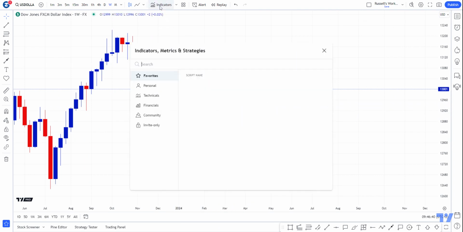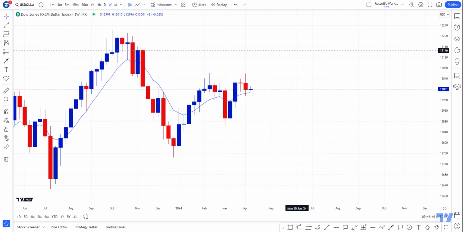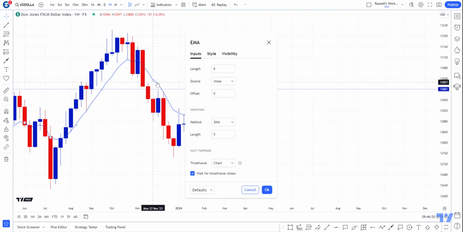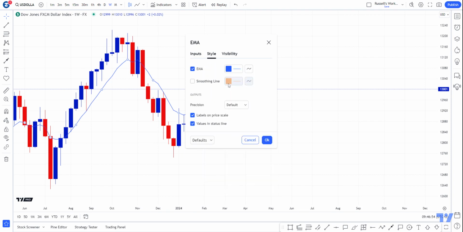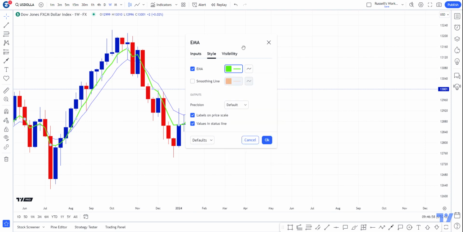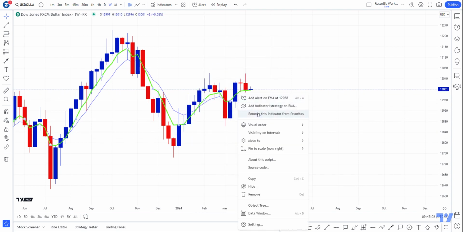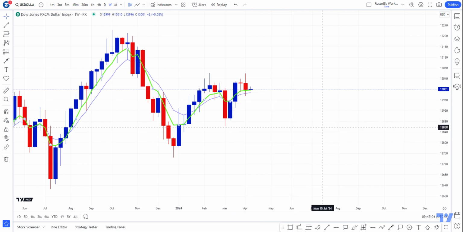So what we'll do is we'll click on indicators here. Under moving average exponential, just click on that twice. And the first one will make a 5 period. Make that green, lime green. And just right click on it and bring it to the front.